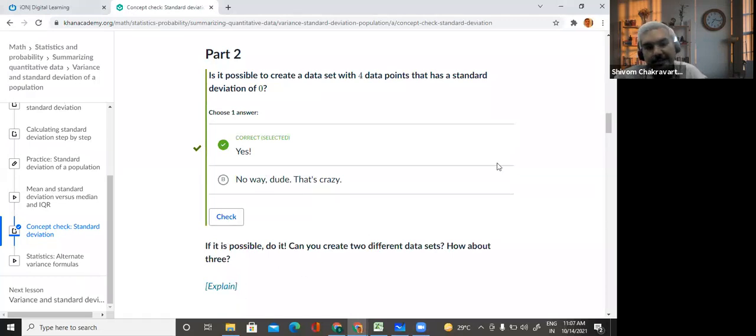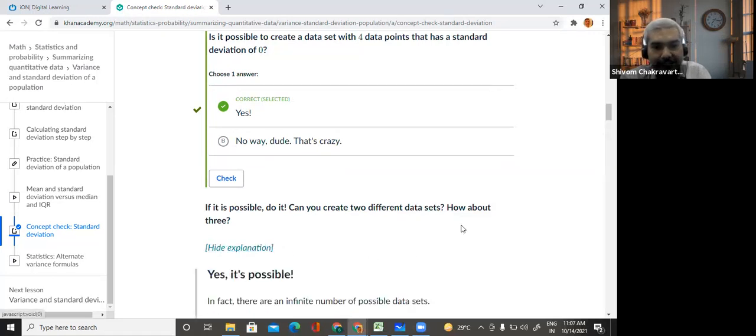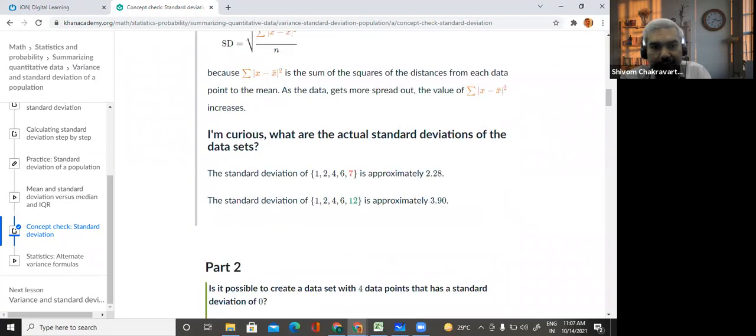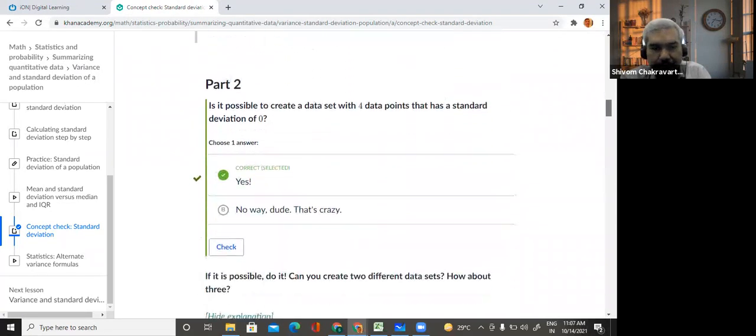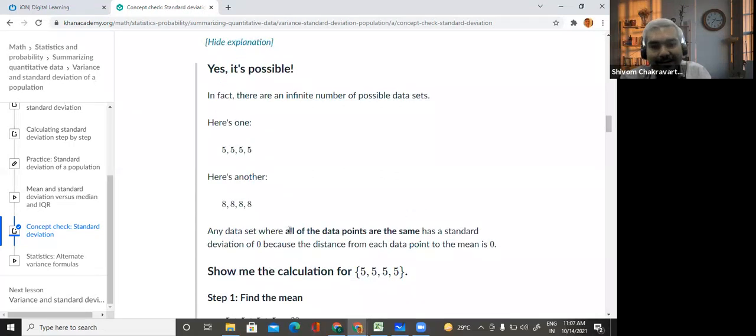Okay, this is correct. If it is possible, do it. Can you create 2 different data sets? How about 3? Yes, you can create any number of data sets as long as all the data points are the same. Let us see how they are explained. In fact, there are infinite possible data sets. Here is one, 5555, all the same. Here is another, 8888. Any data set where all the data points are the same gives zero, because the distance of each data point from the mean is zero.